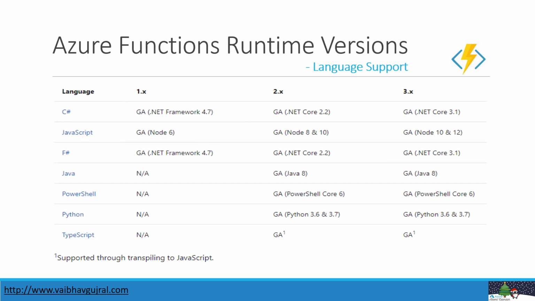Here you can see the language support for all the versions of runtime. In all the versions, C#, F#, and JavaScript are GA, whereas 2.x and 3.x support a richer set of languages including Java, PowerShell, Python, and TypeScript. For understanding more differences in each of these runtime versions, check out Microsoft Azure documentation online.